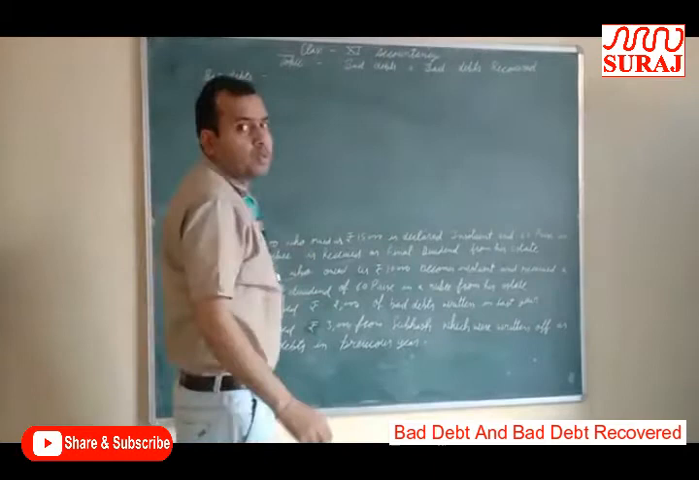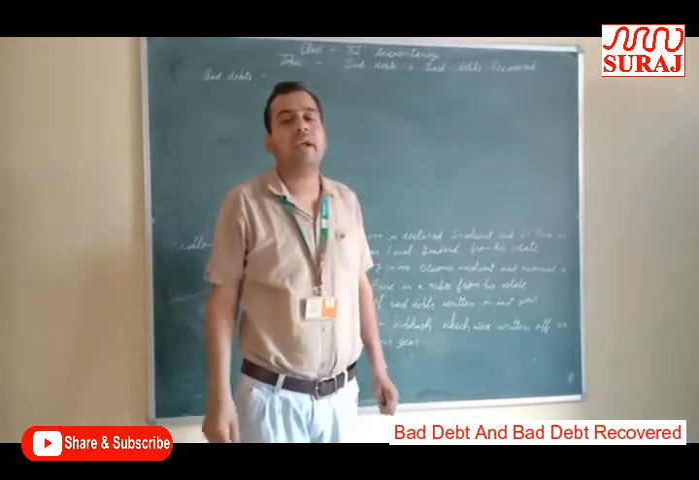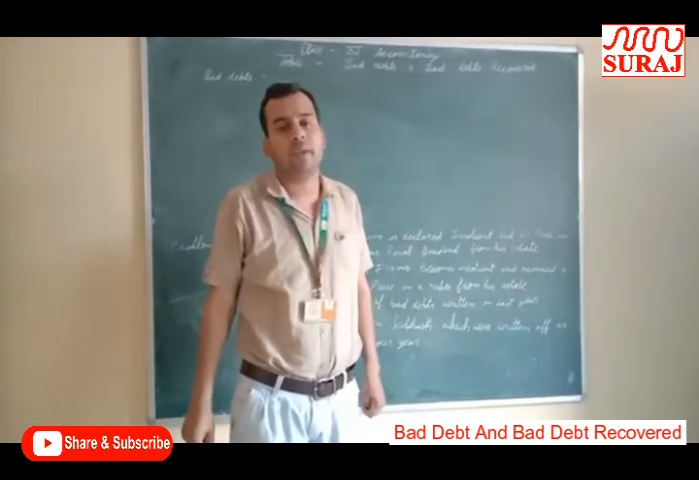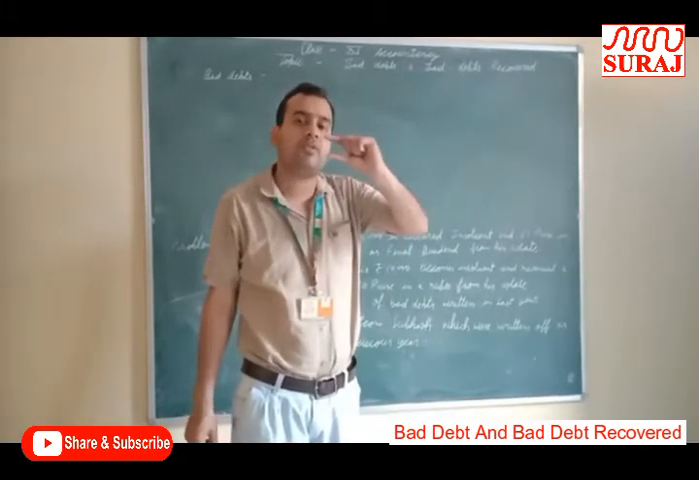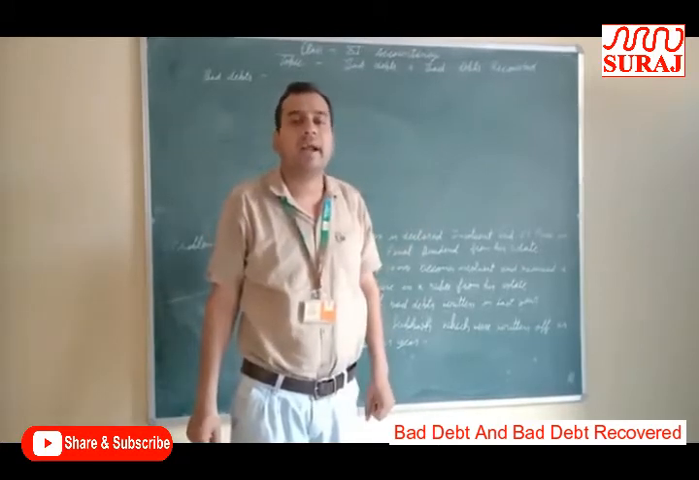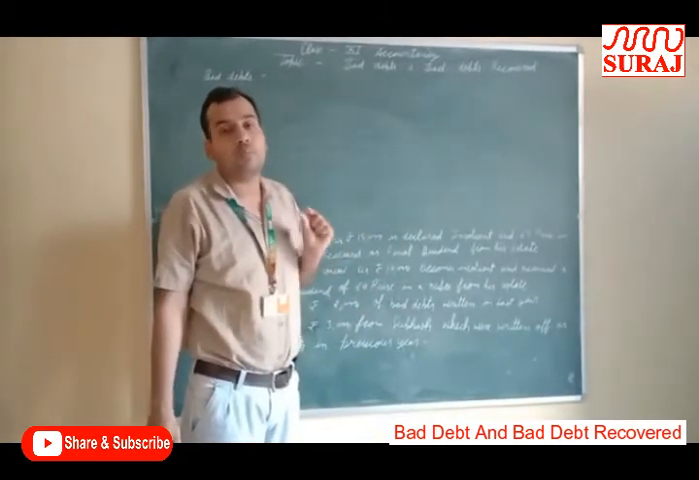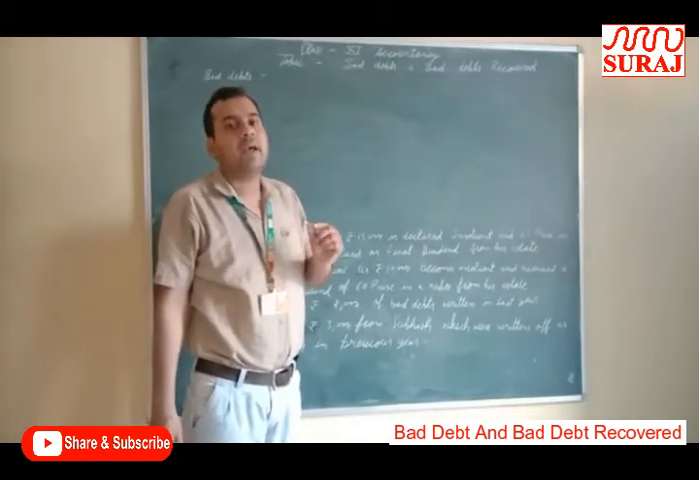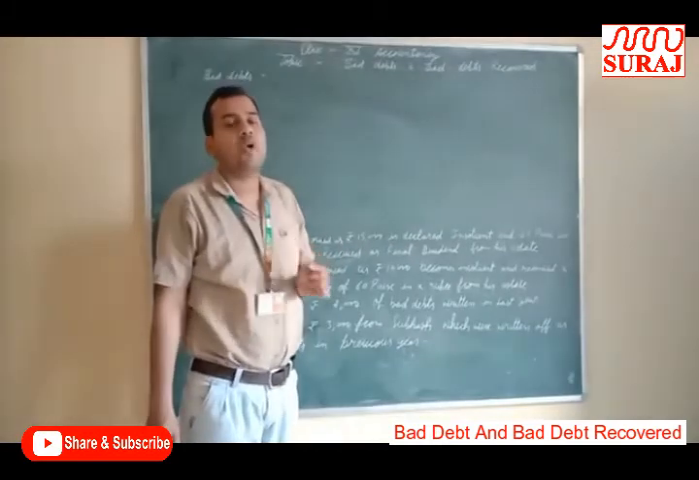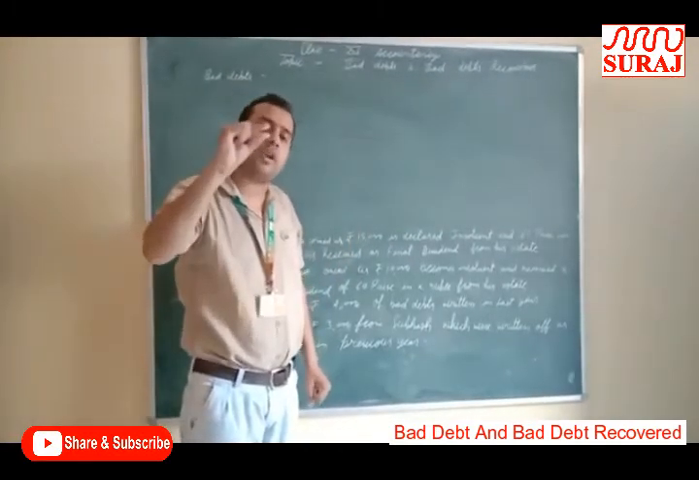A person to whom we sold goods on credit became insolvent and we could not receive anything from him, or we received only a part of the due amount. The amount which we could not receive from the debtor is known as bad debt. Again I repeat, the amount not received from the debtor due to insolvency is known as bad debt.